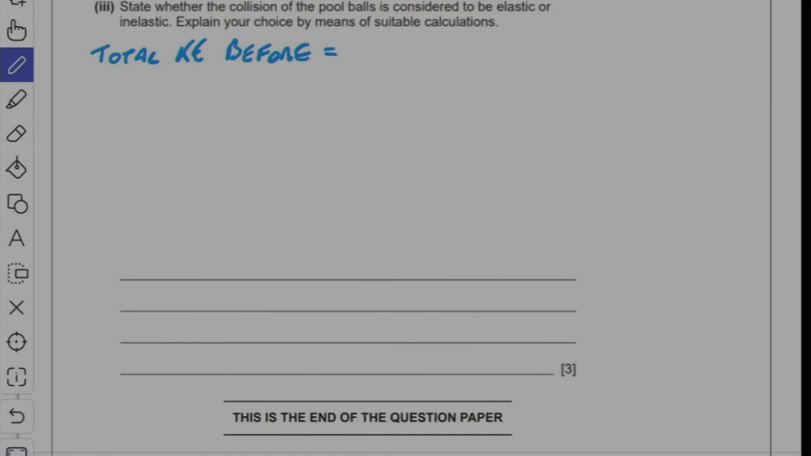Now, you could write this in grams and centimeter per second units, but if you want to write it in joules, you have to move everything to SI units, so you need to be using kilograms and meter per second to write joules, and I think I would prefer to do that. So it's a half times the mass times V squared for the 0.125 kilogram object and the 0.095 kilogram object. So that'll give us the total kinetic energy before. So a half times the mass of one ball times its velocity squared, half times the mass of the other ball times its velocity squared.